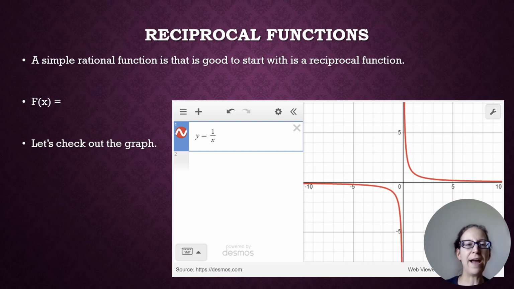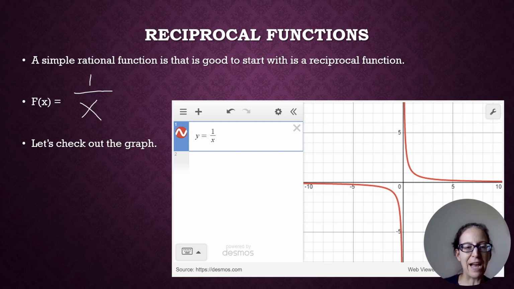So what we have here is we're going to start with something called a reciprocal function. So the examples that I gave you on the previous slide are good examples, but they're also kind of complex examples. So a simple rational function that's good to start with is something called a reciprocal function. So if you've got the copy of the notes for this, a reciprocal function is just f of x is equal to 1 over x. And so that's a really simple polynomial, like a constant 1 over a linear polynomial. So we have a constant over a linear, and it's a really boring linear polynomial. It's just x.